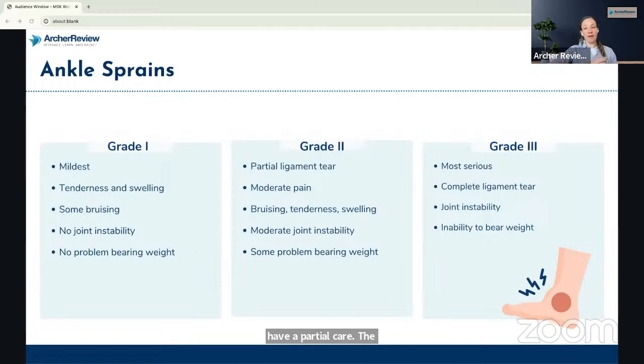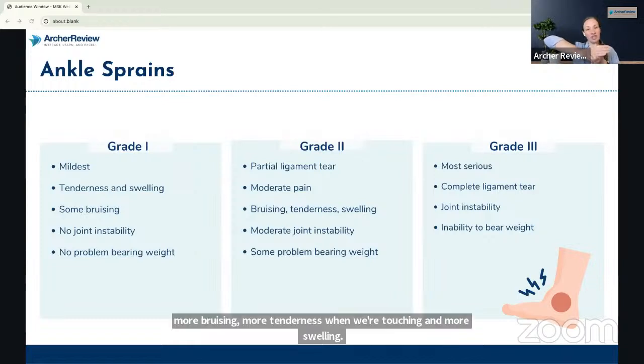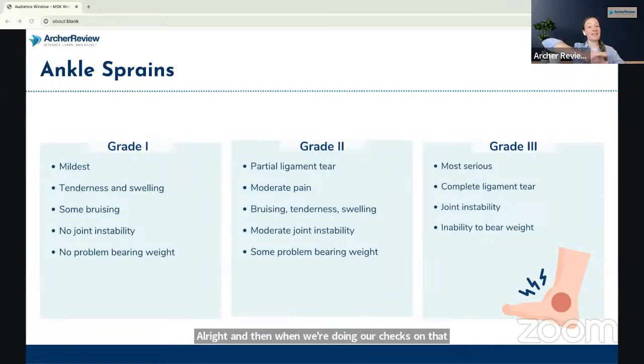So if you were to get an MRI or an ultrasound, you would see some damage to that ligament. Again, most commonly we're thinking lateral here, but you can have sprains in any ligament in the ankle. Here the pain is a little bit stronger. We might see more bruising, more tenderness when we're touching, more swelling. All right. And when we're doing our checks on that stability side to side, comparing good to bad, we're noticing maybe it's giving in a little bit more than that other side.